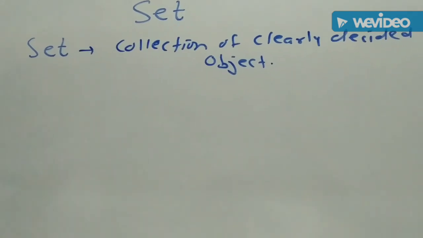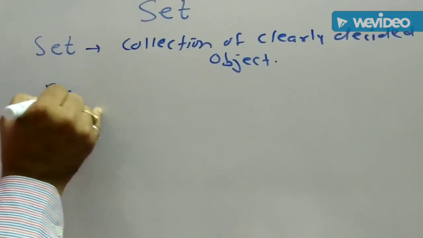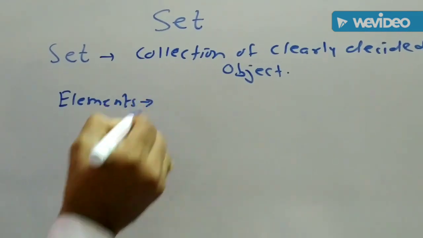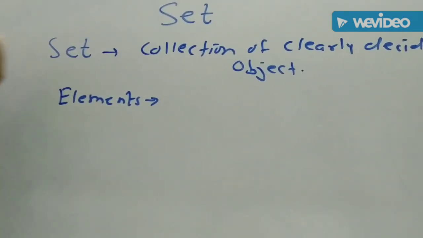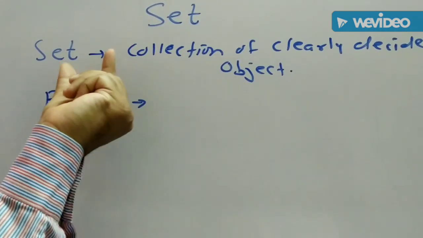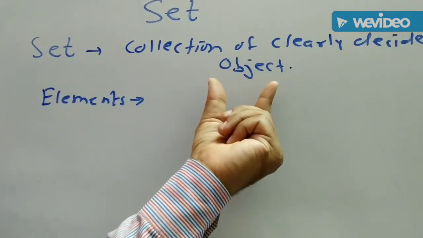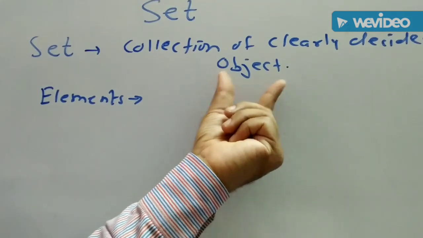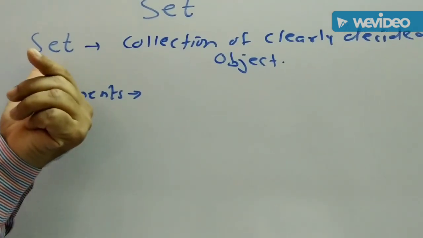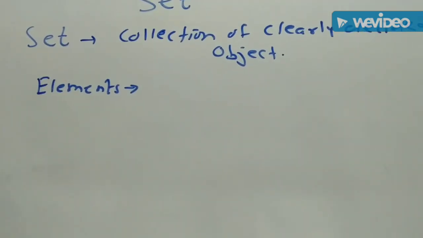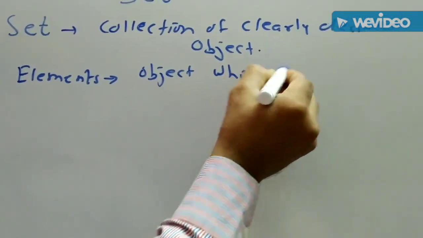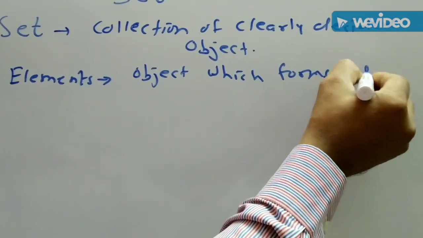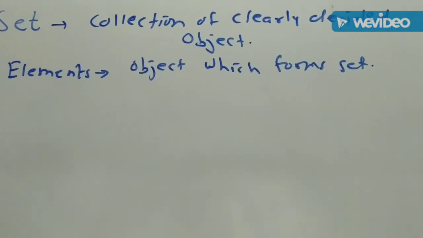Then the elements of the set. What is meant by elements? Elements of a set are the distinct objects from which the set is formed. A set means a collection of clearly defined objects, and the objects from which the set is formed are called the elements. That is, an object which forms a set is called an element.